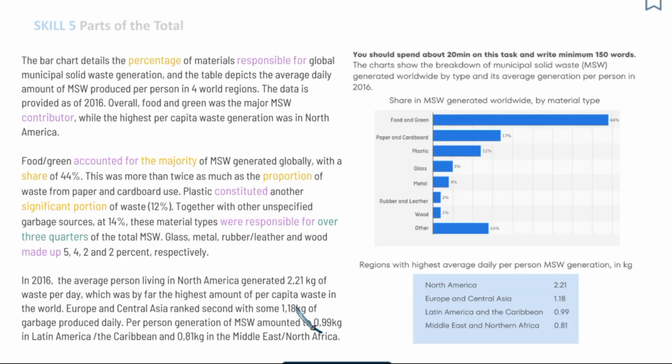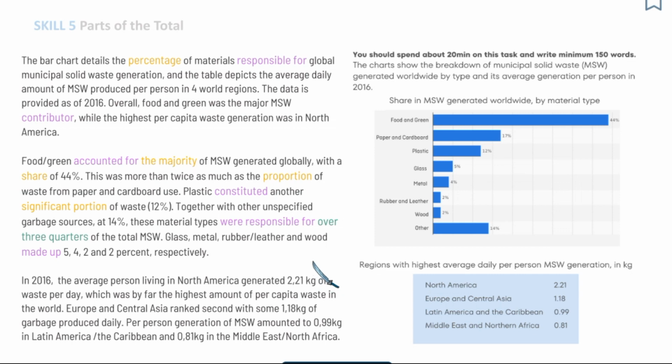Next, we're moving on to the second graph, and it's a multiple graph. We have already started talking about the bar chart. As you remember, it's about the share in municipal solid waste generated worldwide by material type. We also have a table here, and the table features regions with highest average daily per person waste generation in kilograms. So we have 4 regions here, with North America leading.